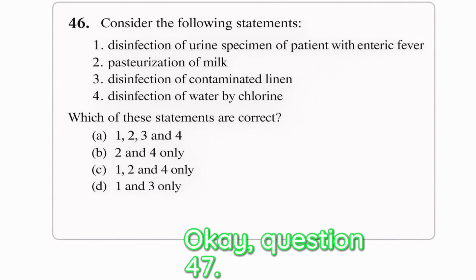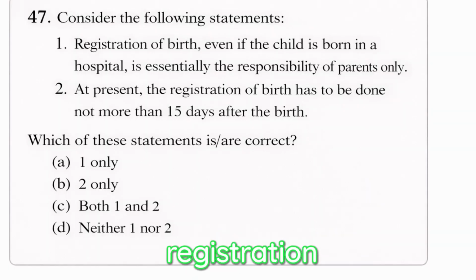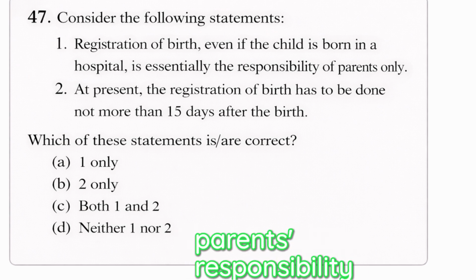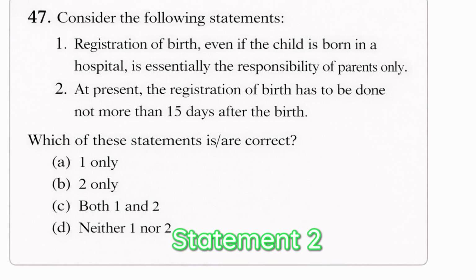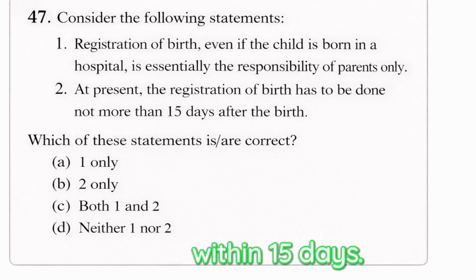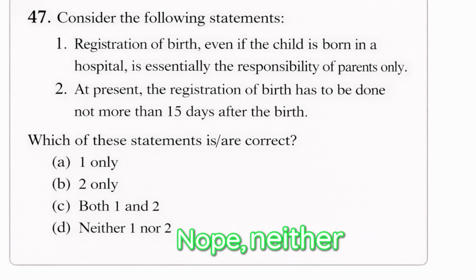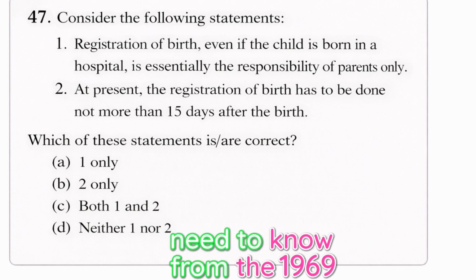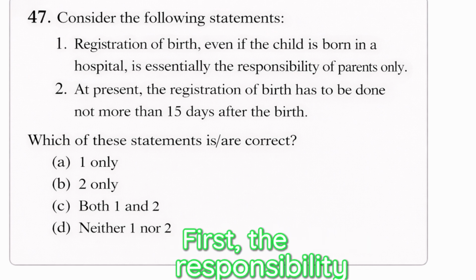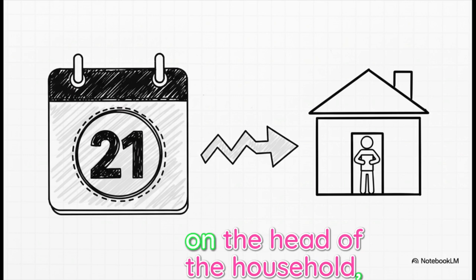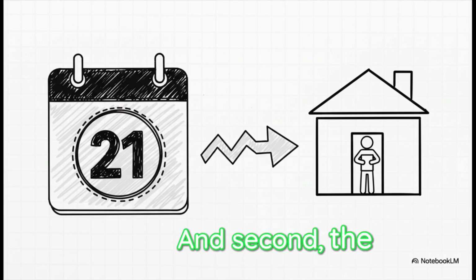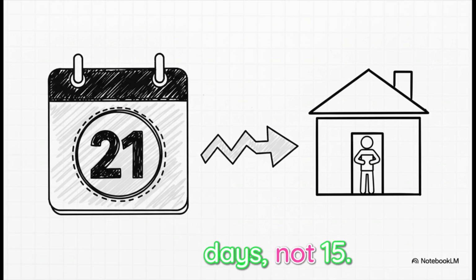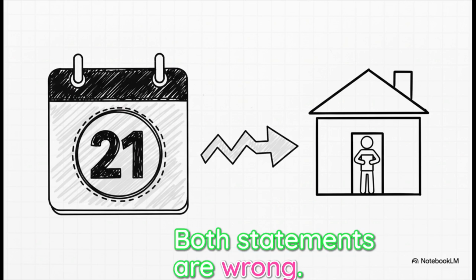Okay, question 47. This is a fact check on birth registration rules. Let's see. Statement 1 says it's the parent's responsibility only. Statement 2 says it has to be done within 15 days. Are these correct? Nope, neither of them is. So the answer is D. Here are the 2 key facts you need to know from the 1969 Act. First, the responsibility is on the head of the household, not just the parents. And second, the time limit is 21 days, not 15. Simple as that. Both statements are wrong.